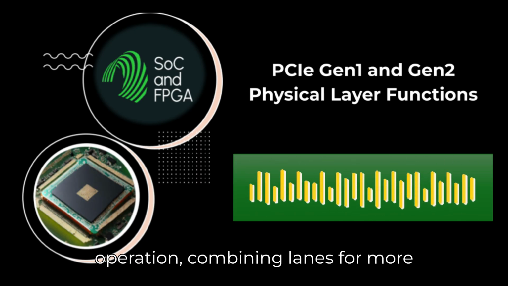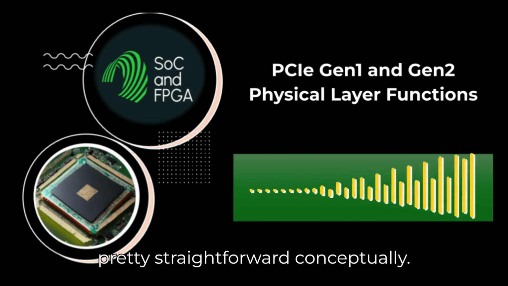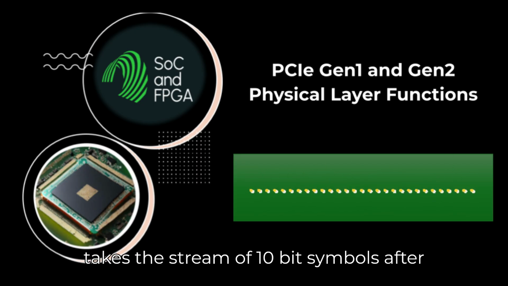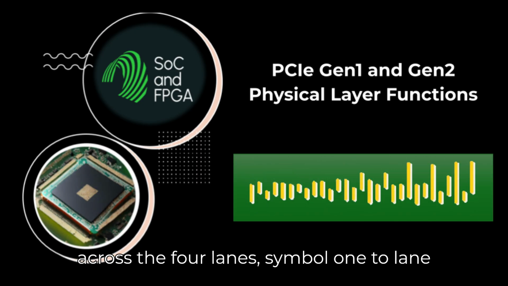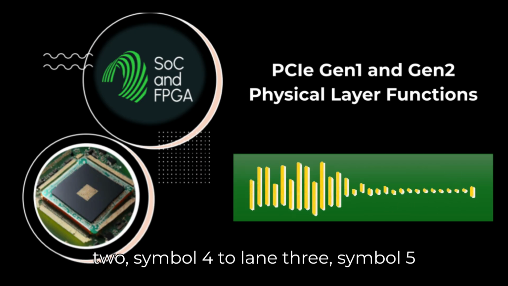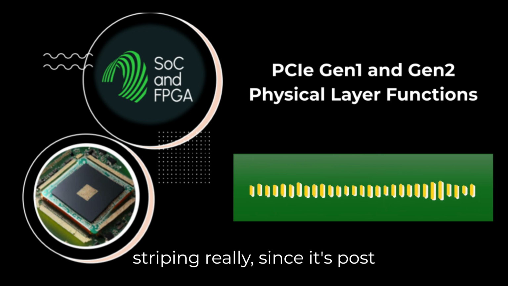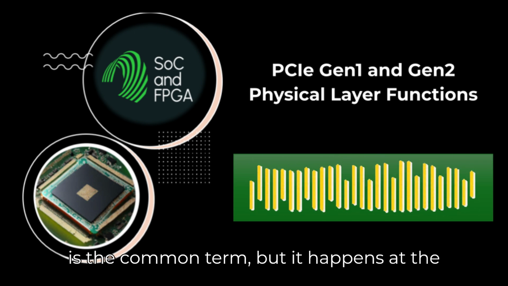Okay, multi-lane operation. Combining lanes for more speed. How does byte striping work? It's pretty straightforward conceptually. Let's say you have a by-4 link. The PHY takes the stream of 10-bit symbols after encoding and deals them out, round-robin, across the 4 lanes. Symbol 1 to lane 0, symbol 2 to lane 1, symbol 3 to lane 2, symbol 4 to lane 3, symbol 5 back to lane 0, and so on. Symbol striping, really, since it's post-encoding. Technically, yes. Byte striping is the common term, but it happens at the symbol level here.